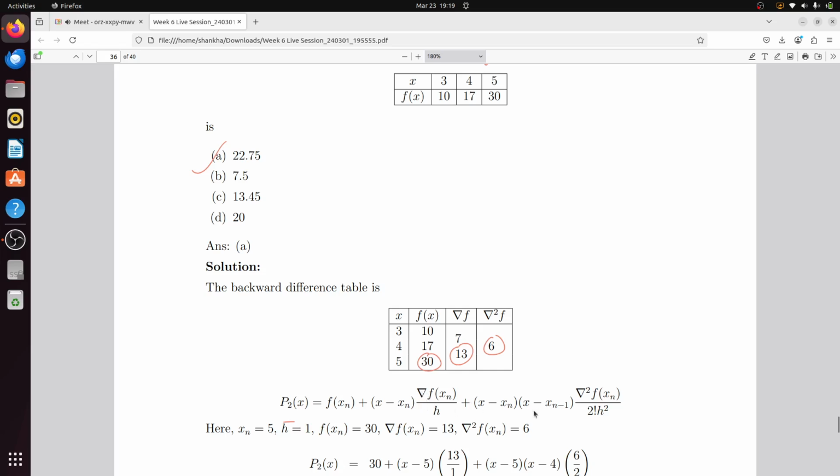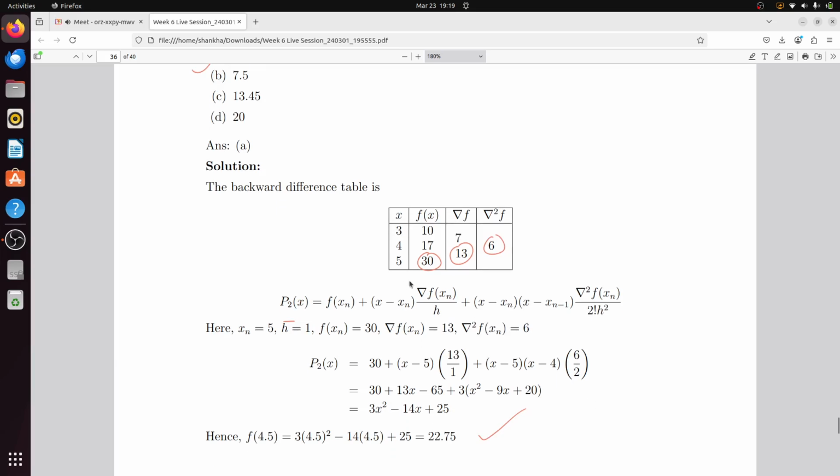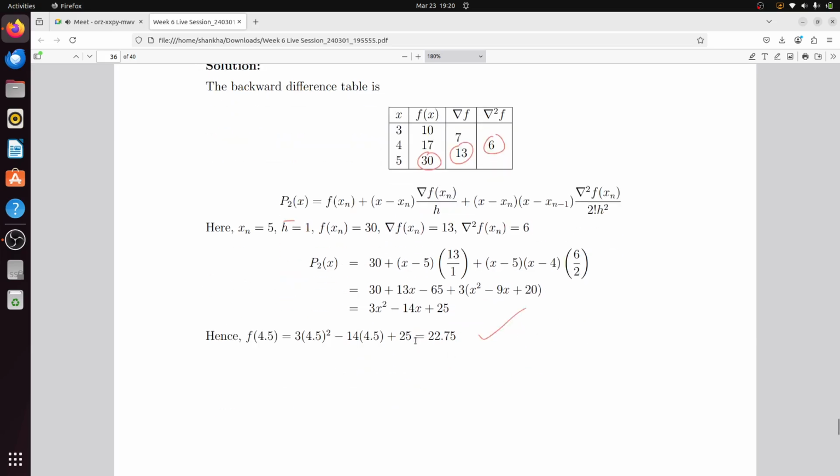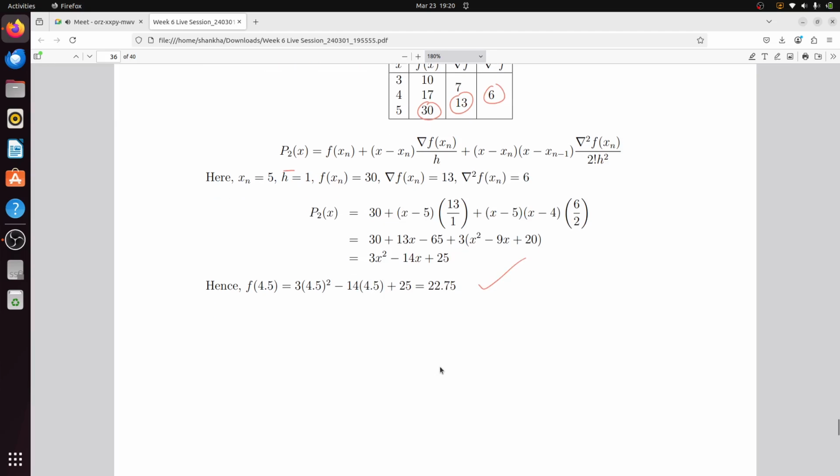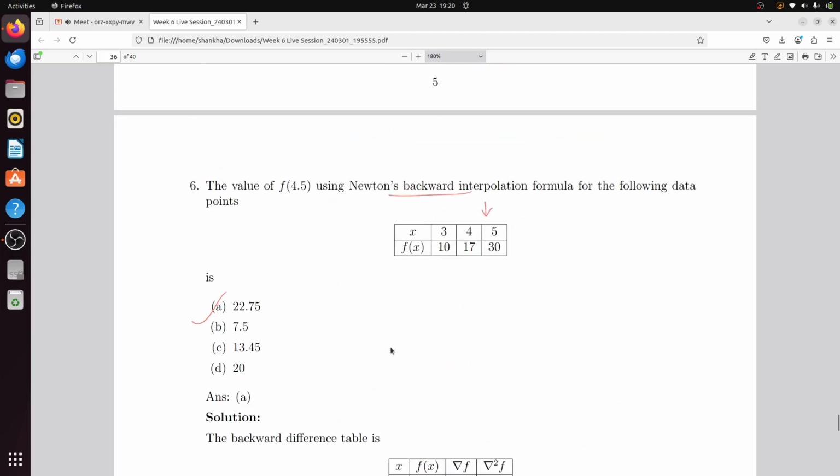(x minus xn) nabla f(xn) by h plus (x minus xn)(x minus xn minus 1) nabla square f(xn) by factorial 2 h square. So you have calculated nabla f(xn) and nabla square f(xn), you know the values, put them up and you can get this as 3x square minus 14x plus 25, so f(4.5) is 22.75.